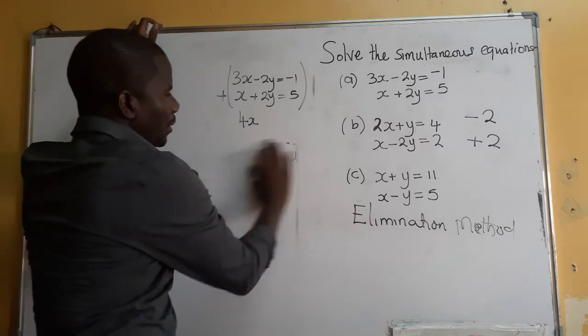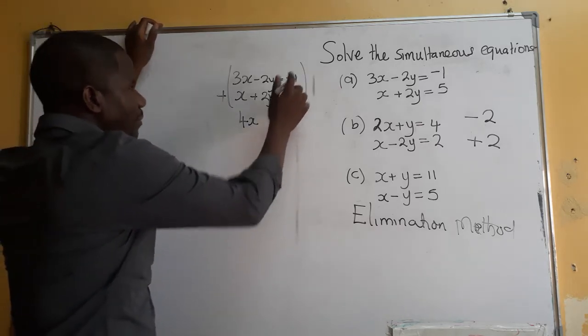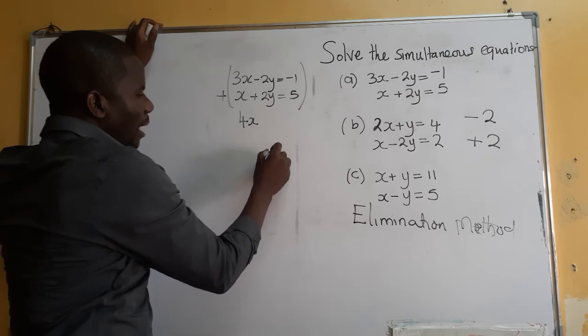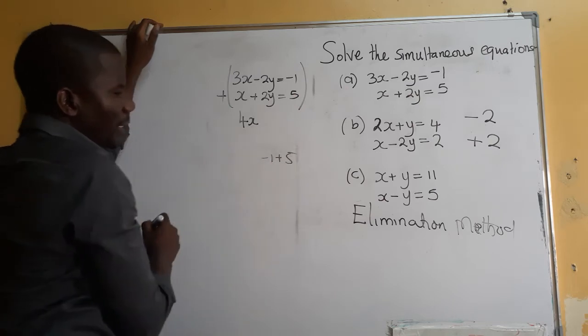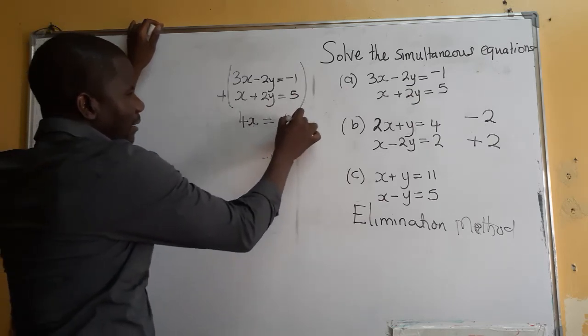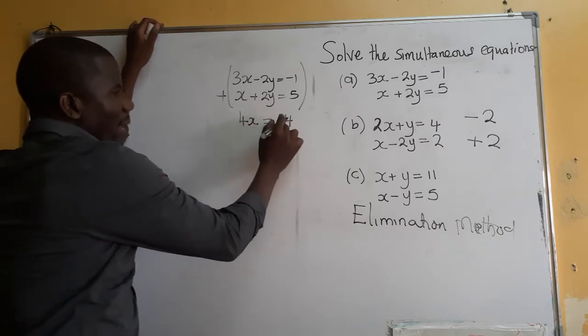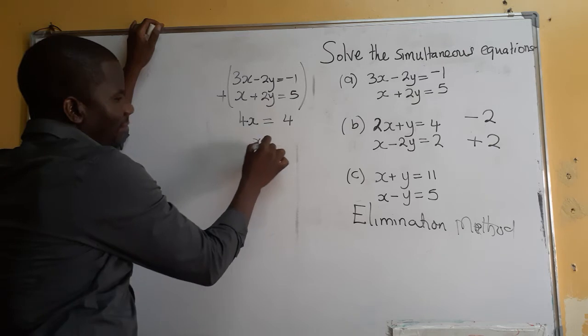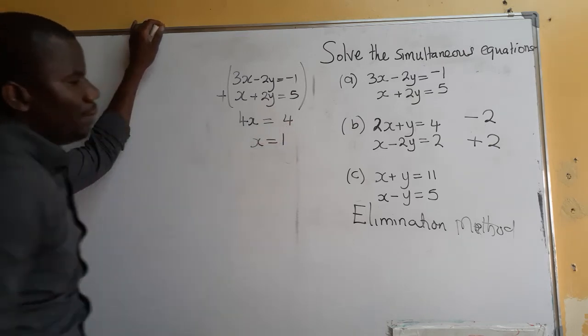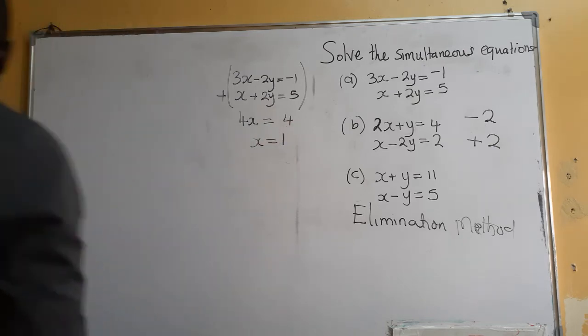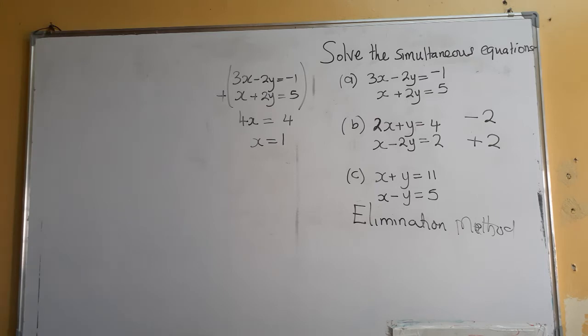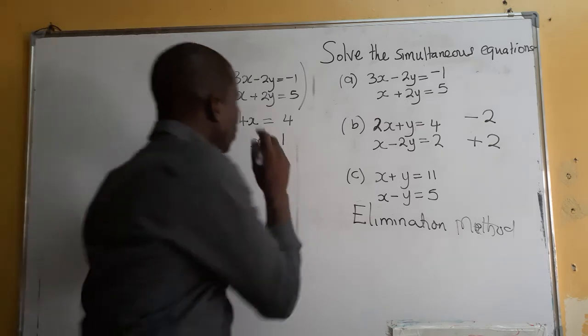So, this is no longer there. We do the same thing here. Negative 1 plus 5, what do we get? This is going to give us 4. So you divide by 4 and divide by 4. Therefore, the value of x is equal to 1. Is that clear?